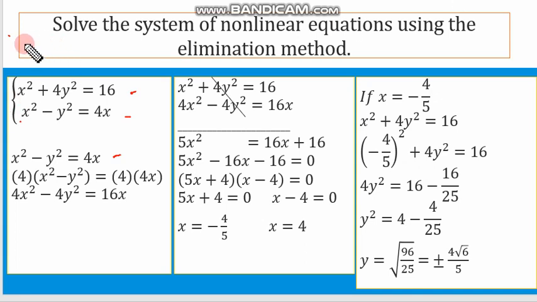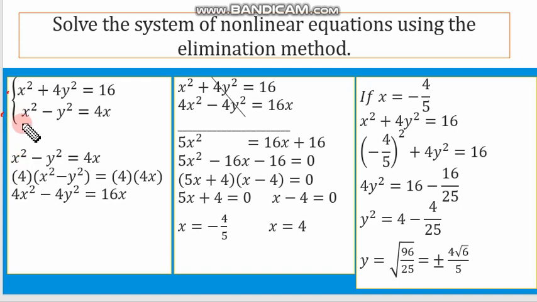Another example: solve the system of nonlinear equations using the elimination method this time. So, the system is x squared plus 4y squared equals 16, and x squared minus y squared is equal to 4x. You've noticed both equation 1 and equation 2 are nonlinear equations. So the best method to use here is the elimination method. So we will eliminate either the x or the y variable.